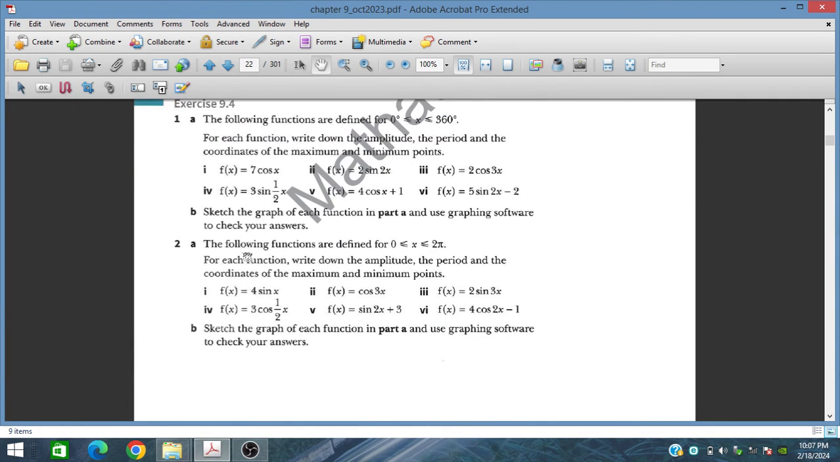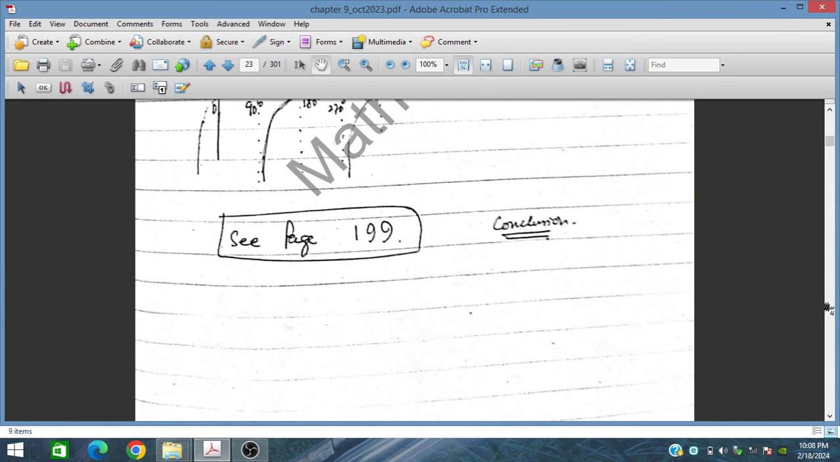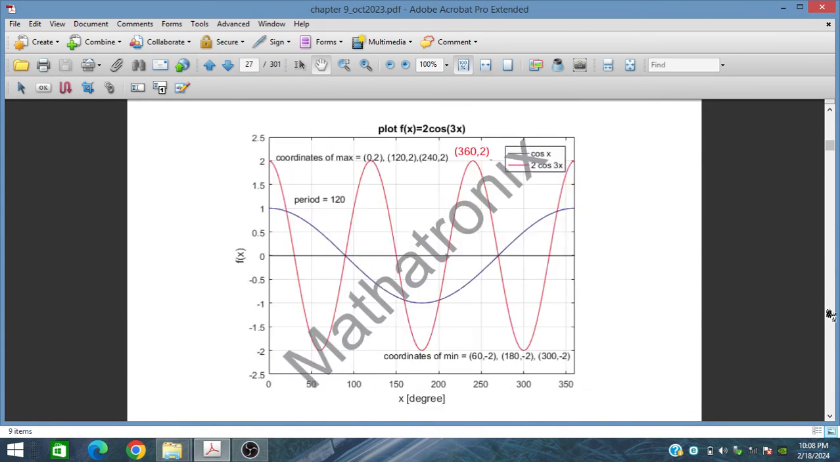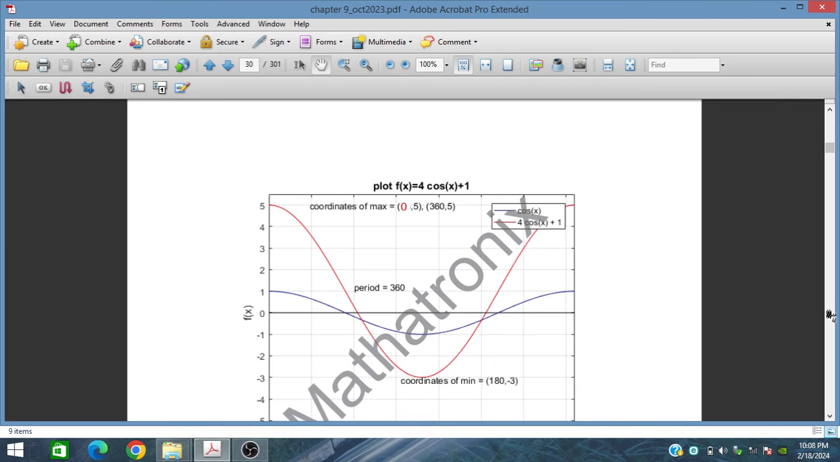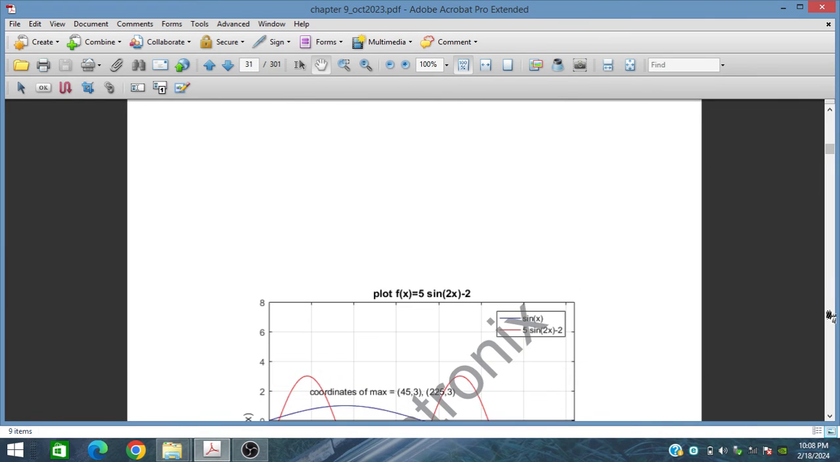This is part 2, and we are solving this from 0 to 2 pi. Only the difference is the radians, where pi is 180 degrees and 2 pi is 360 degrees, and we will solve it using the same technique. Let's see this again.